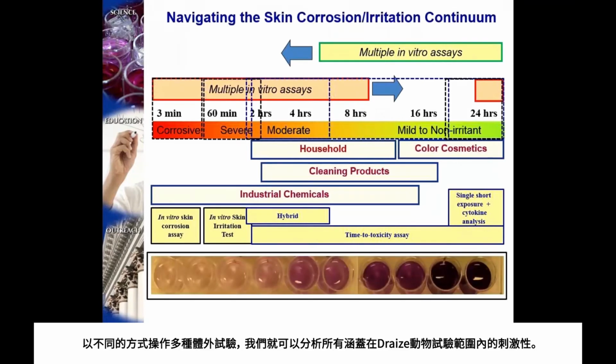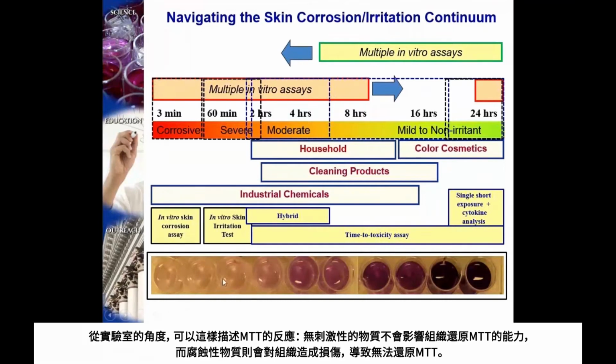So in this way, using multiple in vitro assays in different fashions, we can address the entire range of irritation potentials as per Draize animal tests. And this is how we can put this in perspective, or in a lab perspective, if you will, in terms of MTT response, where non-irritant materials would not affect the tissues, which are capable to reduce the MTT, whereas a corrosive material would be so damaging to the tissue that it's not capable to reduce the MTT.